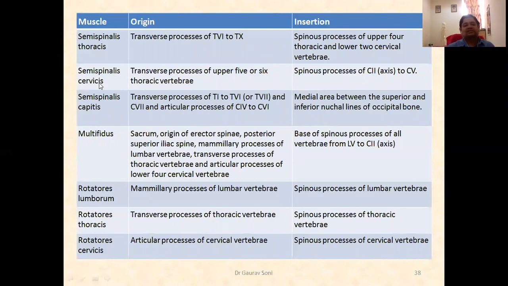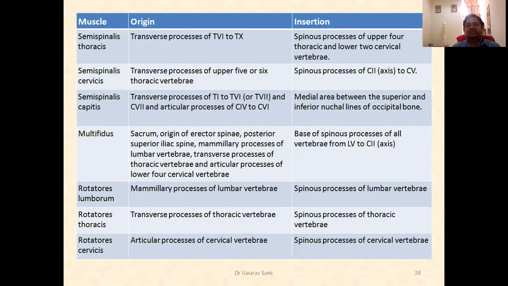Then again, you can see these three muscles are again divided into certain subgroups on a regional basis, like semispinalis thoracis, cervicis, and capitis. Semispinalis thoracis starts from the transverse process of T6 to T10 and gets inserted into the spinous process of the upper four thoracic and lower two cervical, meaning C6, C7, T1, T2, T3, and T4.